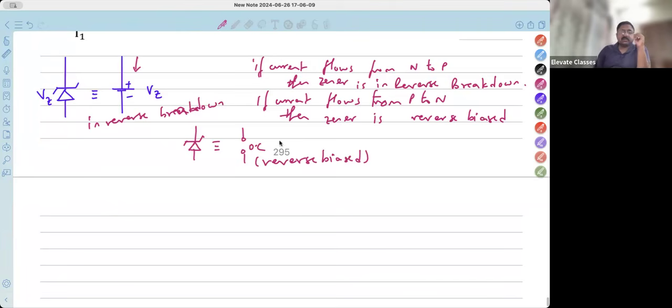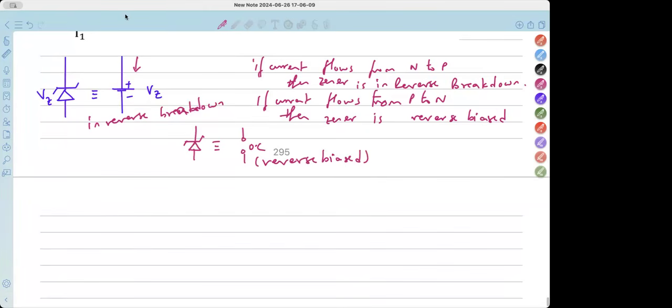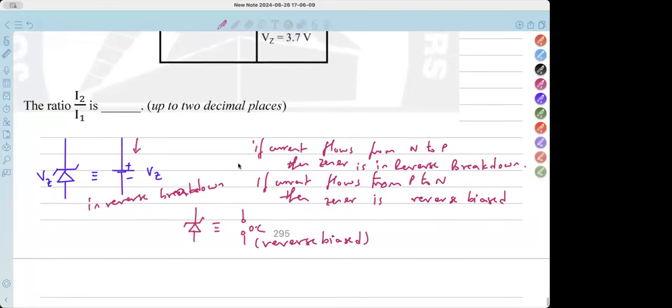So I hope you remember this. Zener के questions में ये बहुत important है. Is this clear to everyone? ये याद है सबको? Yes, sir. इसमें डाउट नहीं है ना किसी को? No, sir. Okay. Now let's come to the question.